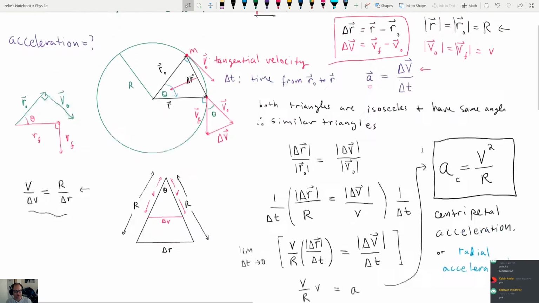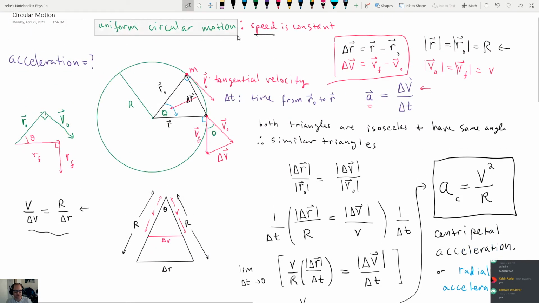Okay, so centripetal acceleration. When you have an object that moves with uniform circular motion where the speed is constant, then you're going to get a centripetal acceleration that looks like this right here. And what we'll be doing for the rest of class is using that type of acceleration to analyze forces acting on objects that move in circles, and figuring out what the forces are that actually produce the centripetal acceleration. That's what we're going to do today. Anyone have any questions?